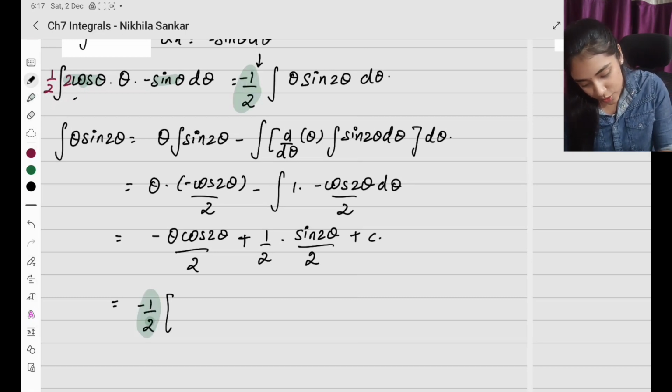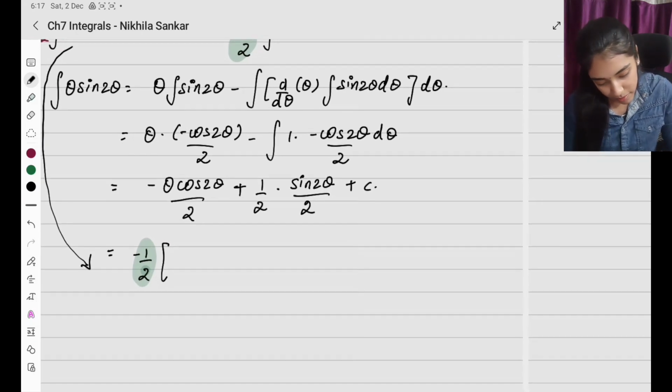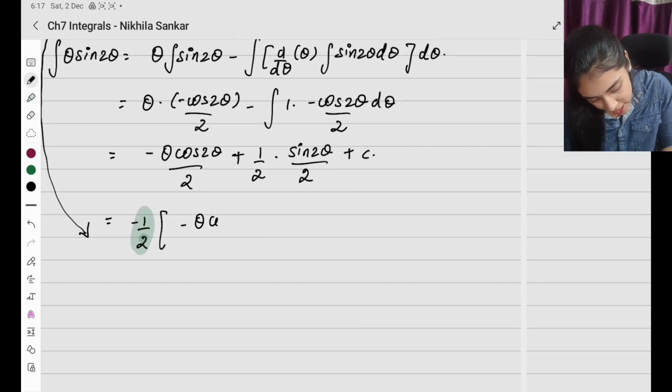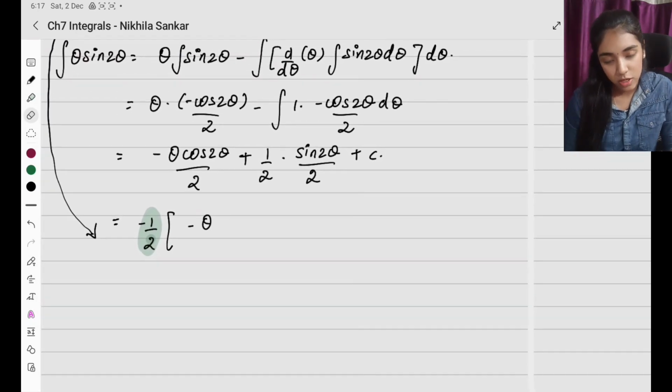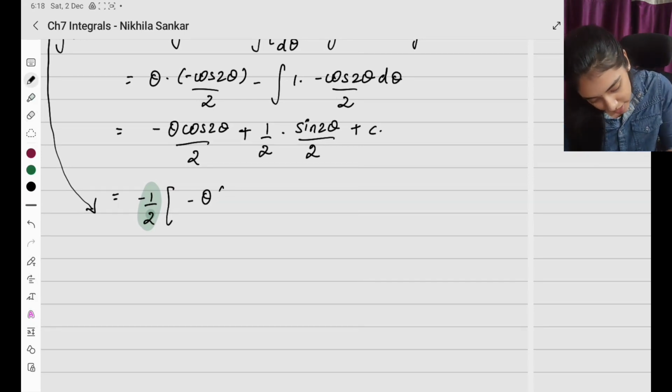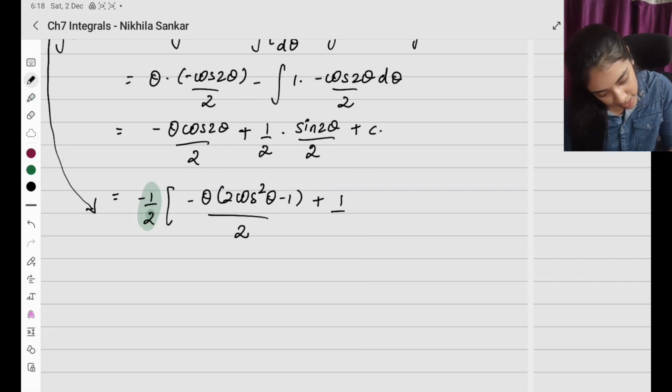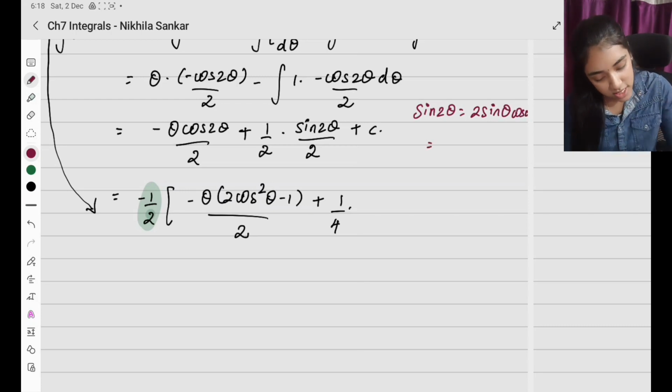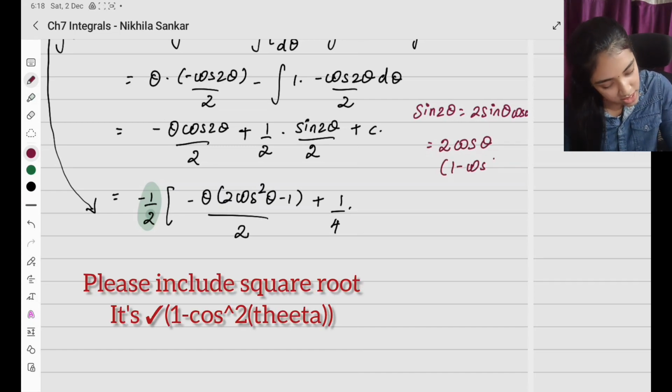So this particular integral is going to be minus half times minus theta cos 2 theta. I want my answer to be in terms of x and cos inverse of x. So cos 2 theta is 2 cos square theta minus 1. So I can write this as 2 cos square theta minus 1 divided by 2, plus 1 by 4 times sin 2 theta, which can be written as 2 sin theta cos theta. I want my answer to be in terms of cos, so I can rewrite this as 2 cos theta times, sin theta is 1 minus cos square theta.